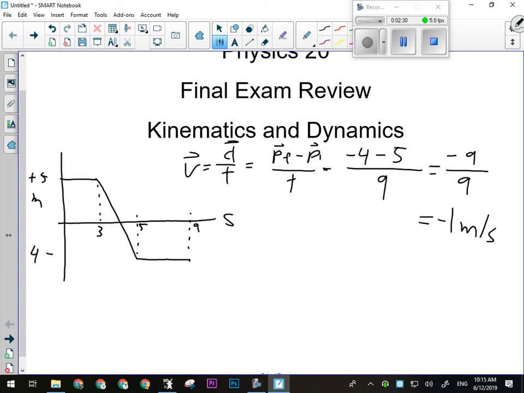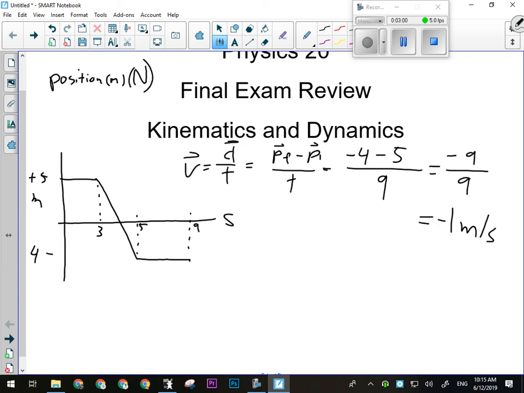Watch, though, on a graph, if you got a graph that looks like this, or any graph for that matter, sometimes the label will say something like position in meters north. So watch for abbreviations like that on an axis. It's not often that I do that, but it can come up occasionally. Then it would be 1 meter per second south, exactly.